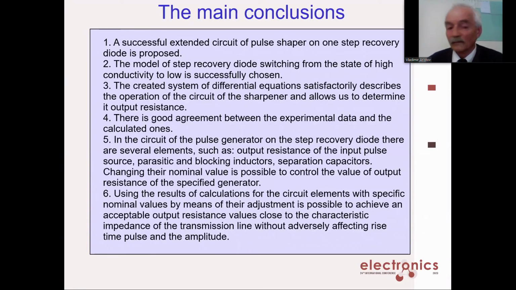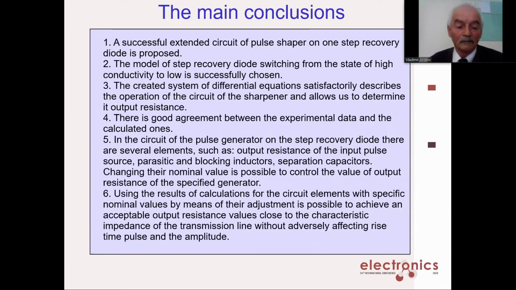The main conclusions. 1. A successful extended circuit of pulse shaper on a step recovery diode is proposed. 2. The model of step recovery diode switching from the state of high conductivity to low is successfully chosen. 3. The created system of differential equations satisfactorily describes the operation of the circuit of the sharpener and allows us to determine its output resistance. 4. There is good agreement between the experimental data and the calculated ones.